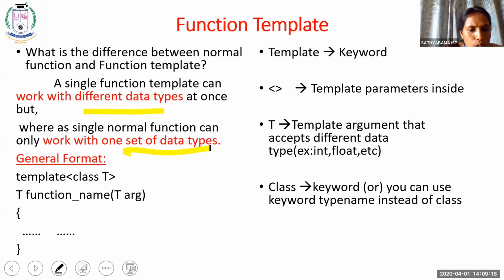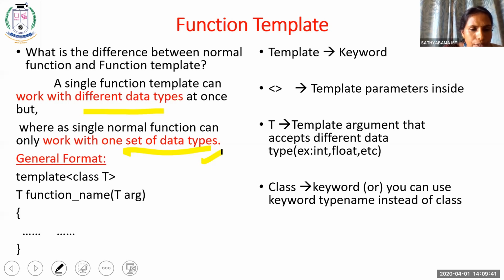Again, if you want to calculate the maximum of 2 character values, then you have to rewrite the same code again for finding the maximum of character values. So that is the normal function. But when you come to the function template, as I said, it is generic, it works on a generic data type.